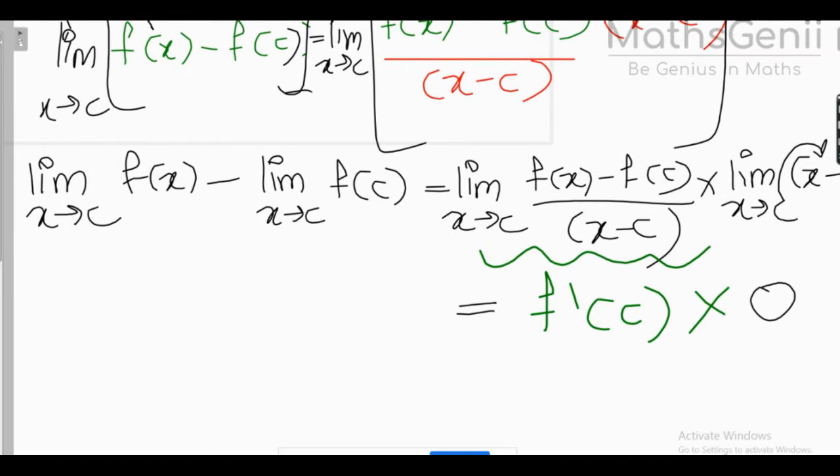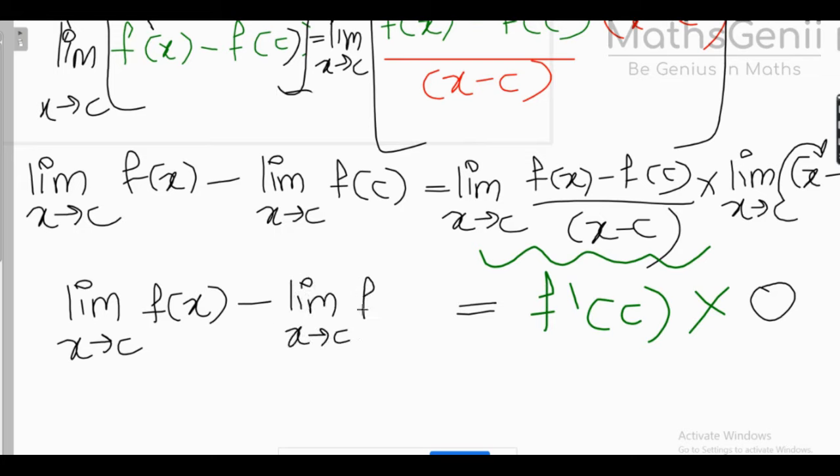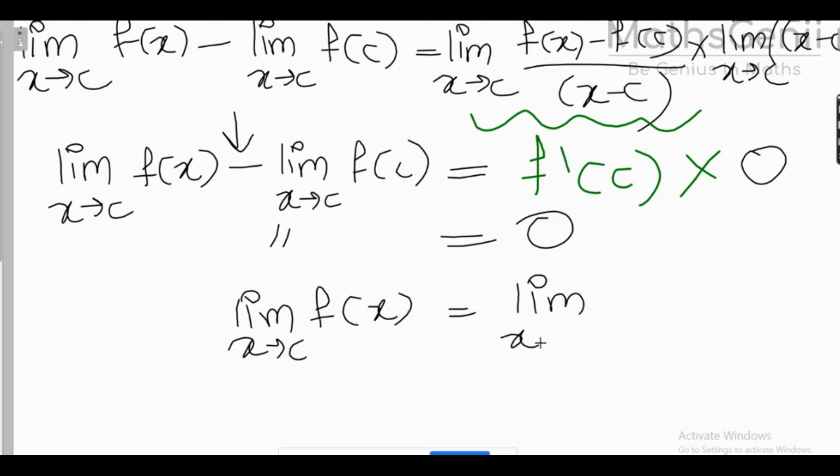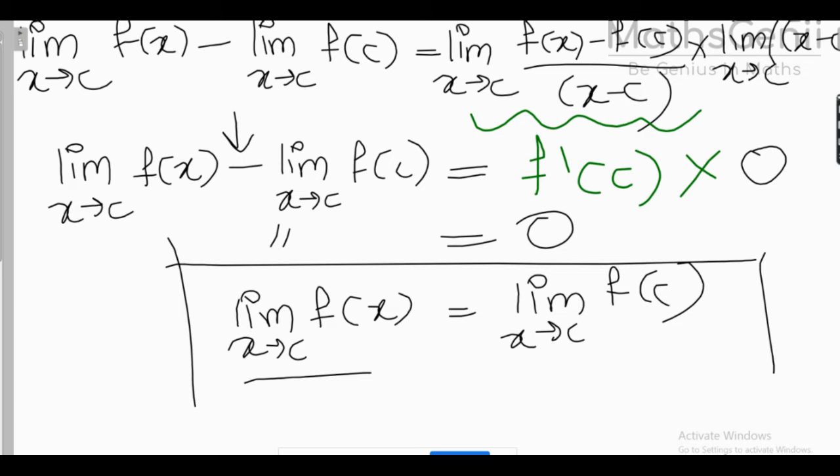And here what you have is limit x tends to c, f of x minus limit x tends to c, f of c. Anything into 0 is 0, correct? So this will remain as it is. Now this minus will go that side and become what? Plus. So hence you get the definition of continuity. This is the definition of continuity.